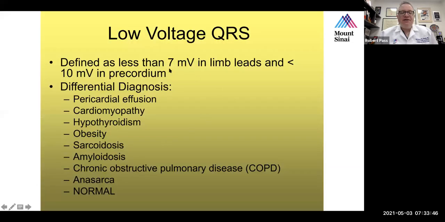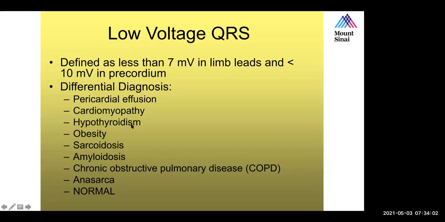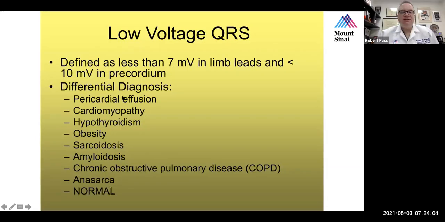And I have here, low voltage QRS is defined as less than 5 millivolts in the limb leads or less than 10 in the precordium. And I think in this case, clearly we meet those criteria. The differential diagnosis is pericardial effusion, cardiomyopathies, hypothyroidism, obesity, sarcoidosis or amyloidosis, COPD, anasarca, which we've seen on rare occasion, and then most important of all, normal variants.